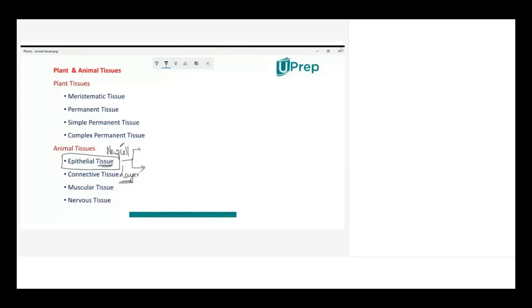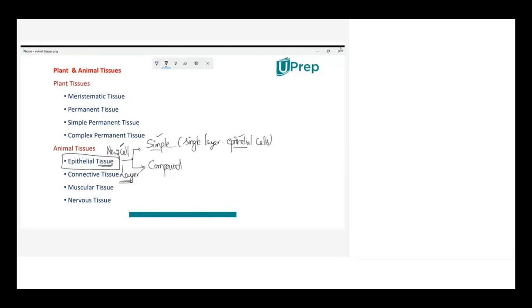So based on that, the epithelial tissue can be divided into simple epithelial tissue and compound epithelial tissue, or in some books they are given as complex epithelial tissue. So the term indicates simple. You will be having a single layer of epithelial cells. So where will we find this single layer of epithelial cells and what do these epithelial cells do?